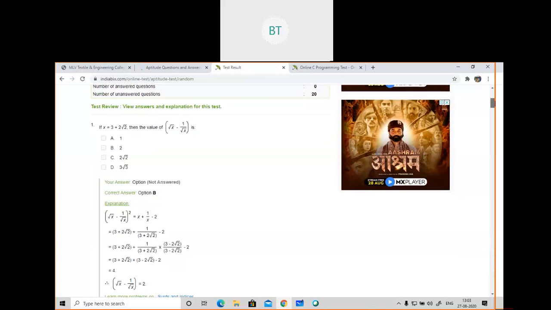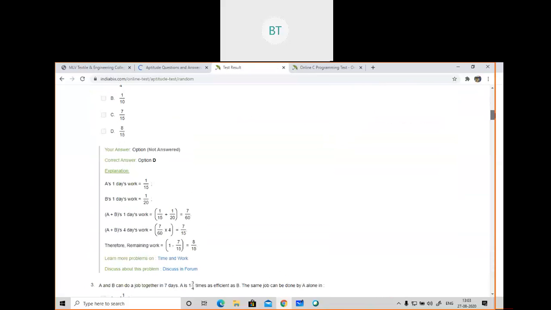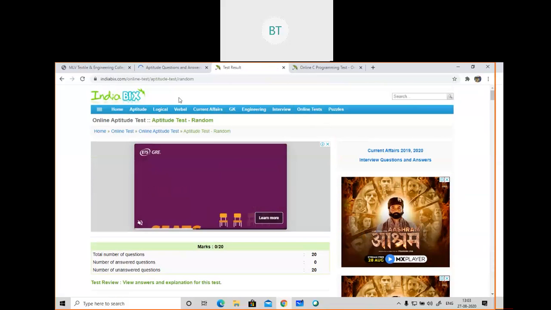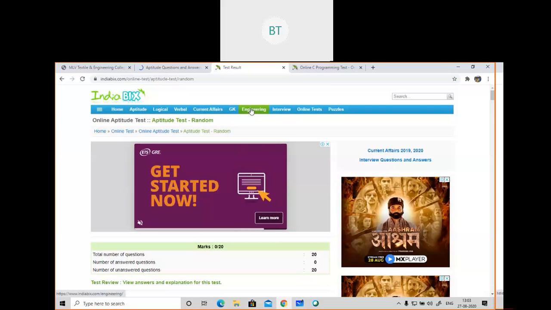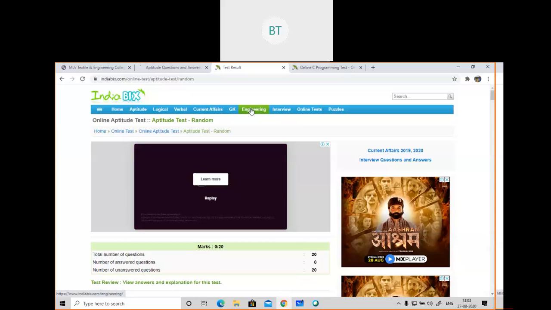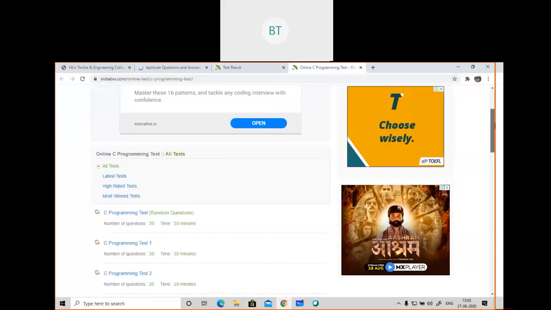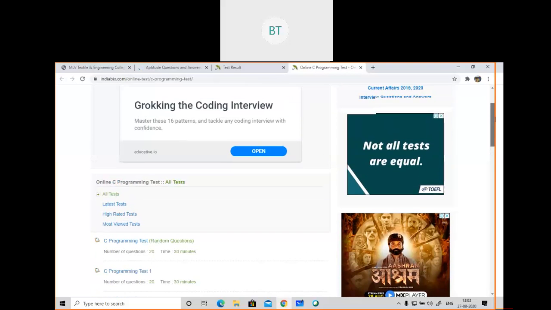Solve any question. See, I've taken some solved paper. You can take any paper. Aptitude, logical, verbal, any type of question you wanted, engineering problems, you can see from here. C programming, and if you can solve this, you can solve anything. I'll show you one more thing. All those C programming questions are there in that. So C programming and aptitude are very important.